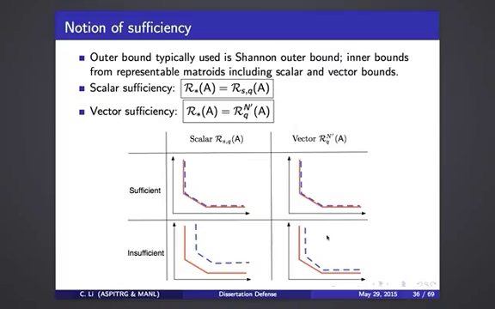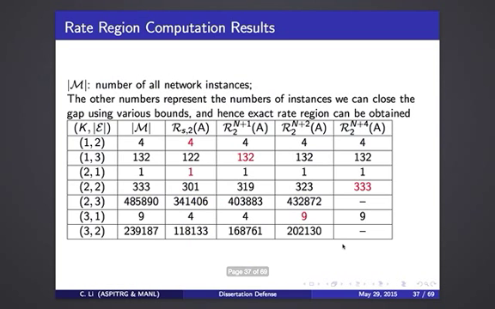So as the figure shows, if the scalar or vector bound matches the exact rate region, it is denoted as sufficient. Otherwise, it is called insufficient. But with higher and higher vector bounds, it may become sufficient at some point. And we will see later in the results here.